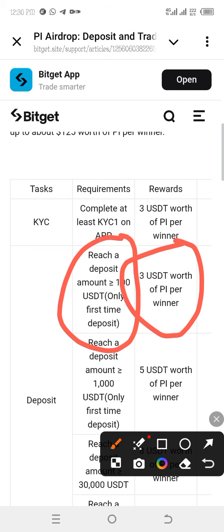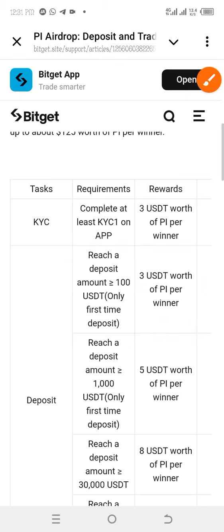And you see, by participating in only those two, registering and completing your KYC, you have $3 worth of Pi. And by depositing $100 USDT, you have 3 USDT worth of Pi again.